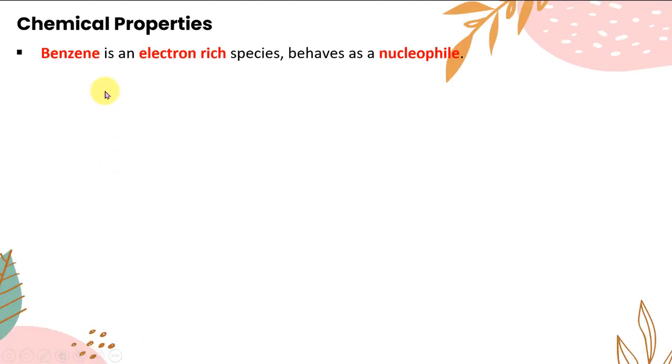So for benzene, its chemical properties depend on the structure. As you know about the structure of benzene, it has the formula C6H6. It is a very electron-rich species, so benzene will behave as a nucleophile, and therefore it will react with electrophiles.